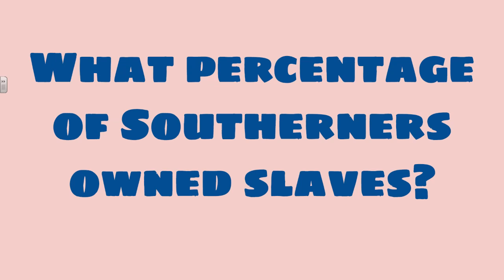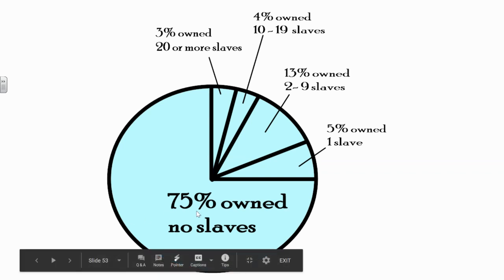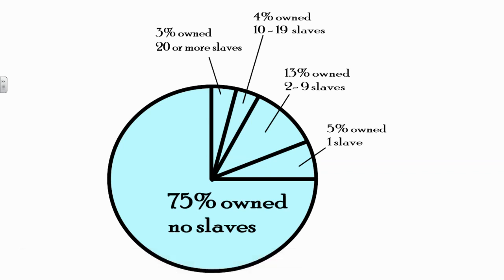Now, interesting statistic though, while we're up to 4 million slaves, I just thought this was interesting. What percent of Southerners do you believe owned slaves? Make a prediction in your mind. Percent means out of 100. What percent of people living in the South do you think owned slaves? Well, here's a pie graph for you. If you look at it carefully, I know the font is tough to read, 75% of people living in the South owned not a single slave.